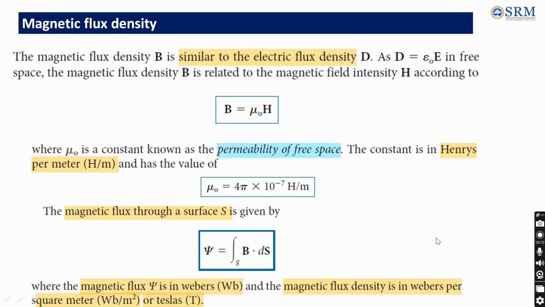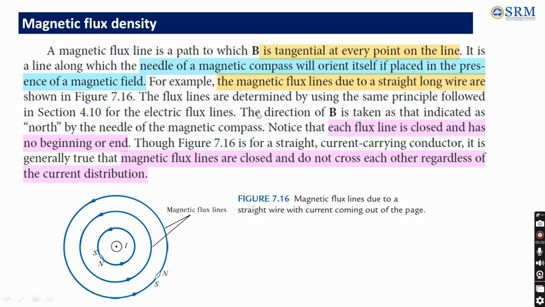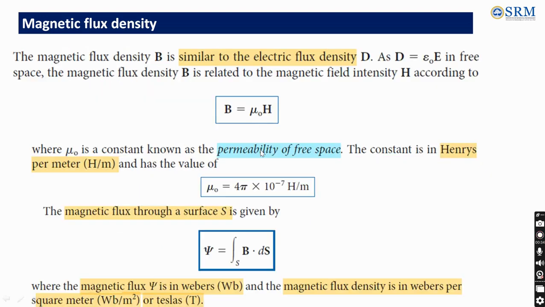Already we saw about electric flux density, right? So here the magnetic flux density B is similar to my electric flux density D vector. We know that D is equal to epsilon naught E in free space. Similarly, the magnetic flux density B is related to the magnetic field intensity H by B equal to mu naught into H, where mu naught is a constant here and it is the permeability of free space, and its value is 4 pi into 10 power minus 7 Henry per meter.